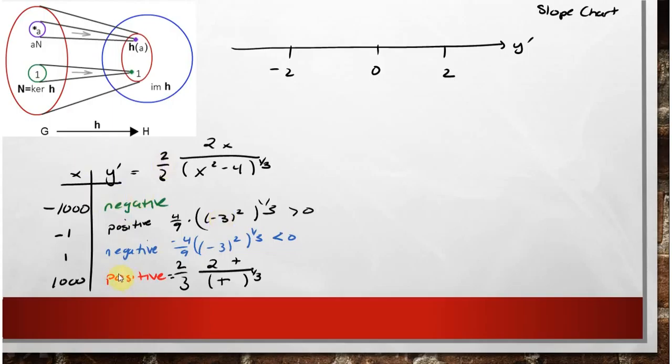Over here, it'll be the same thing as over here, but it'll be a minus sign, minus 2,000 on top. So that will be negative. These I actually put into a calculator to work it out, and it turns out that it's positive and then negative. So I get the slope chart, which is a mirror of my slope chart. I already know what it's supposed to look like.